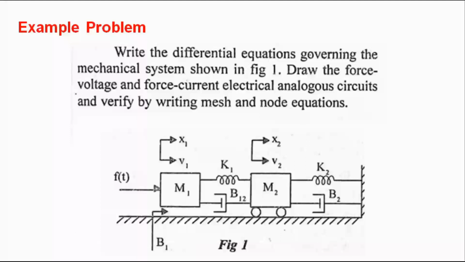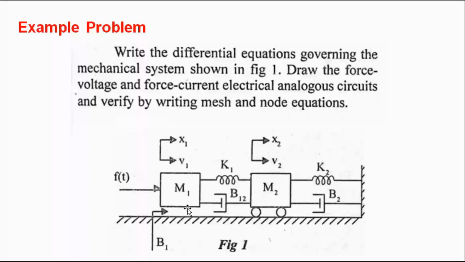Now let's see one example problem. Write the differential equation governing the mechanical system shown in the figure. Draw the force voltage and force current electrical analogous circuits and verify by writing mesh and node analysis. The mechanical system is given. For this mechanical system, draw the force voltage electrical system and force current electrical system. An electrical network system is nothing but an electrical network circuit. Then write the differential equation for the corresponding electrical networks. Also write the differential equation for this mechanical system.